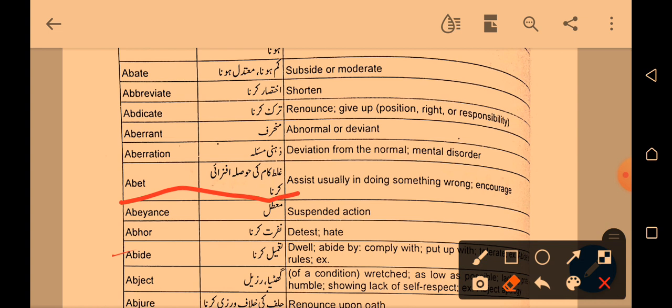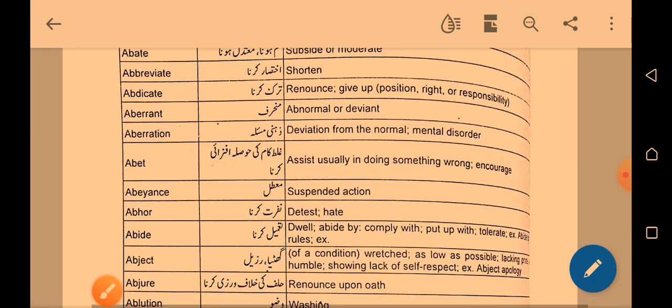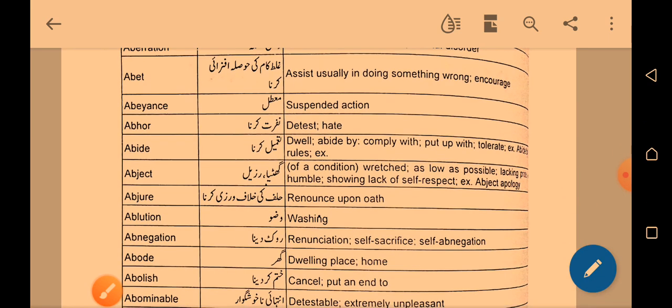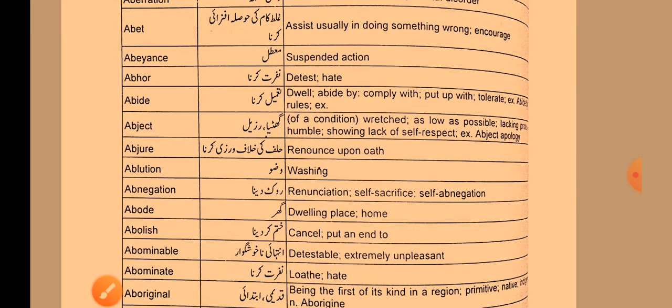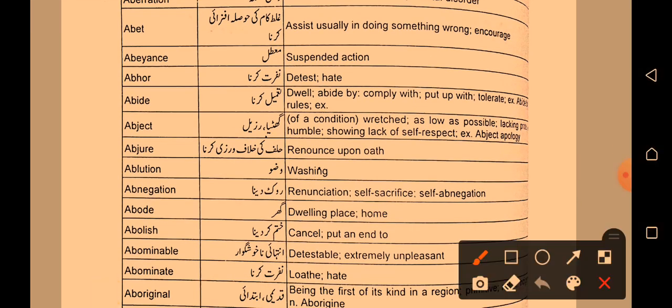Another word we have is abide. Abide means something that should be followed. In that condition we can use abide, meaning to dwell or to be well. Abide means to obey the law, to dwell, abide by, comply with, to follow the rules of a special law. In that condition we can use abide. Abide is followed by a preposition, as I have told you.